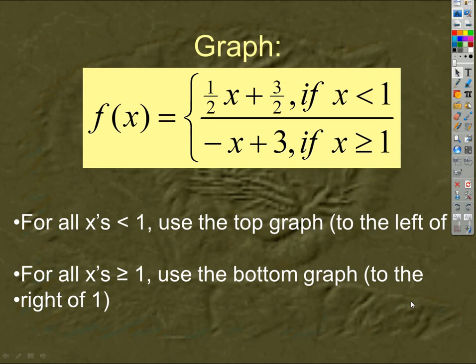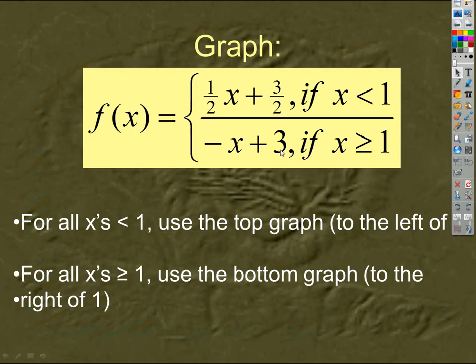Okay, now what about graphing it? Now think about this. If we're going to graph it, remember that only one of these behaviors can operate at a time, right? The top behavior is just this line with a slope of 1/2 and a y-intercept of 3/2, but we're only going to graph that if an ant is walking along this function and x is left of 1. Less than 1 means to the left of it, right? If his x value is greater than or equal to 1, he's jumping onto a different line with a slope of -1 and a y-intercept of 3.